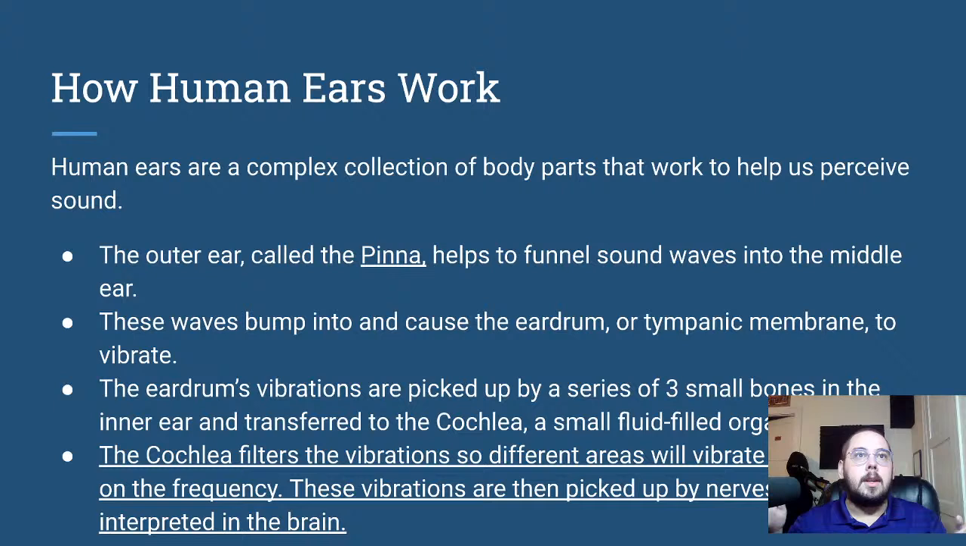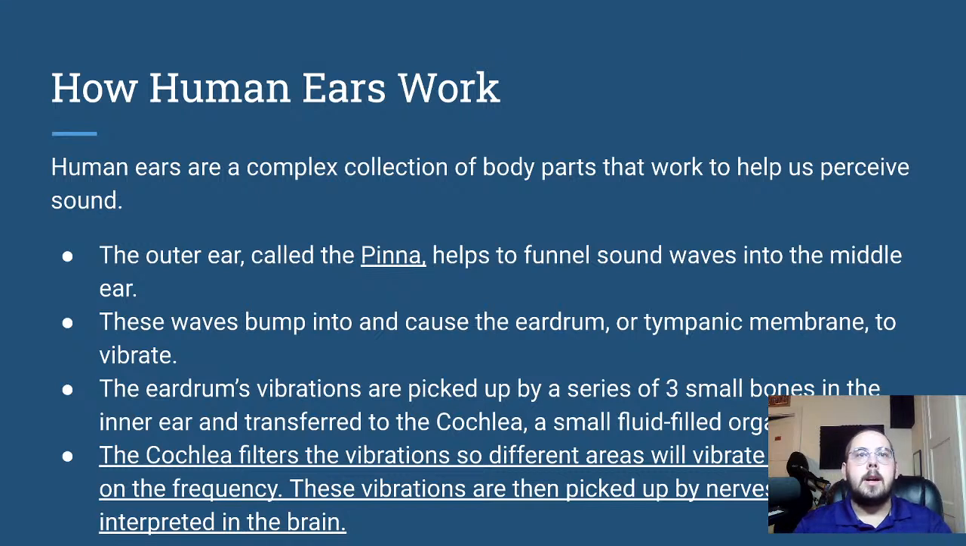So these waves travel into your ear and bump into the eardrum, the tympanic membrane, if you've ever heard that or taken a biology class. And that causes it to vibrate. Connected to this membrane are three small bones, and they help pass this sound into the cochlea, a specific organ in the inner ear, way in your head.